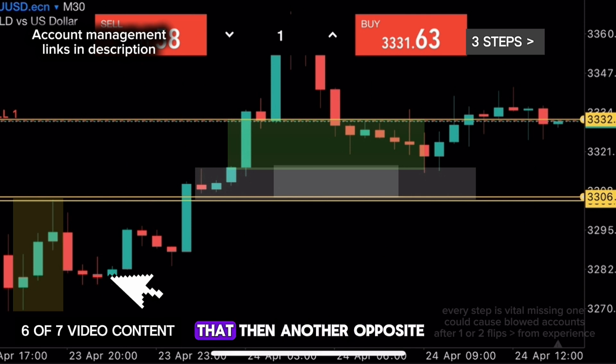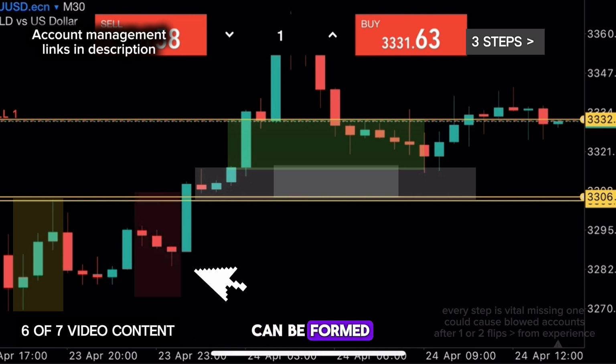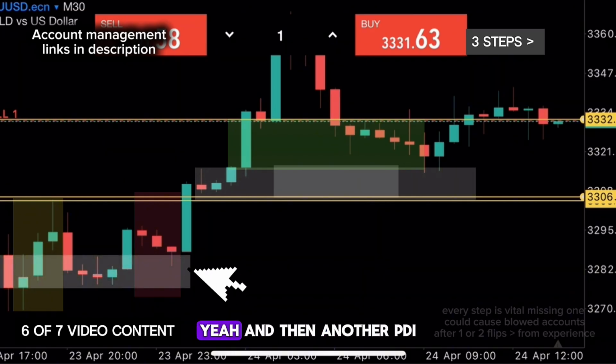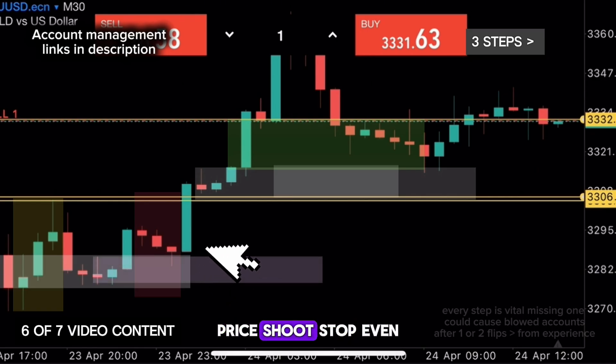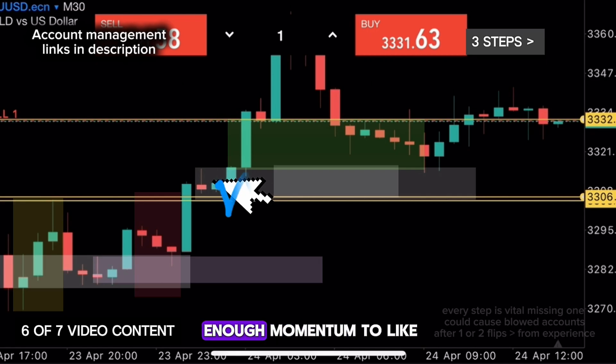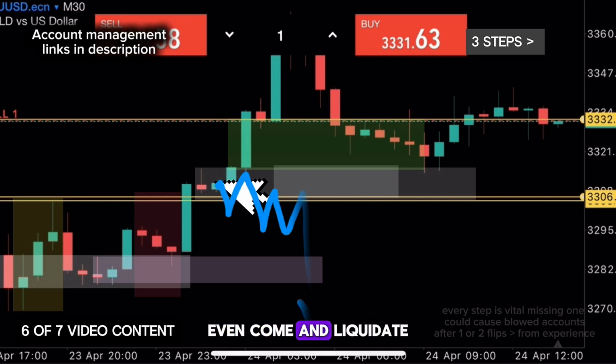But you can see that another opposite candle formed, and then there was one PDRA here and another PDRA here, and what do you see price do? Price shoots up. Even this red candle that I was showing did not have enough momentum to come and liquidate that point, because there was a lot of volume at this point.